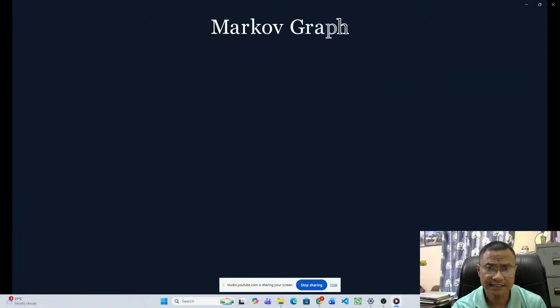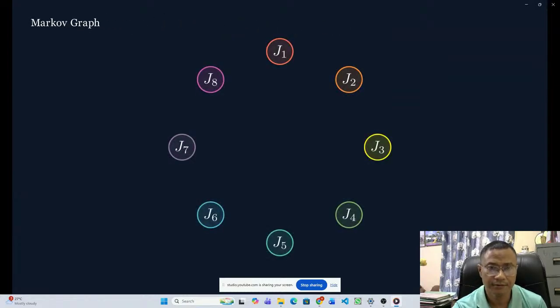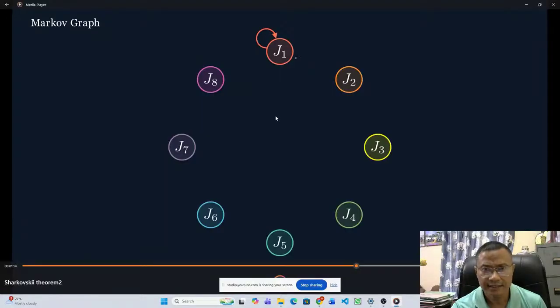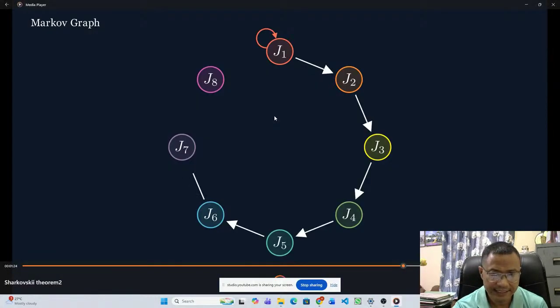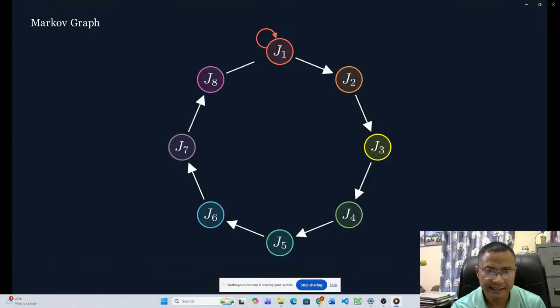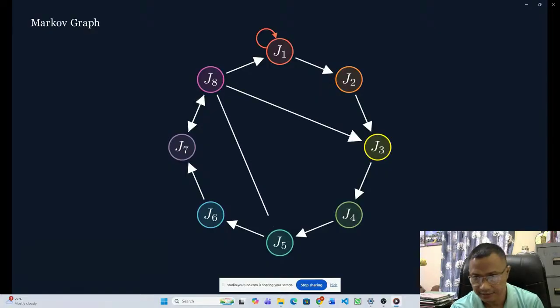So now let us see how to draw the Markov graph according to the orbit structure we have. There is a loop in J1, then there is an edge from J1 to J2, from J2 to J3, J3 to J4, J4 to J5, J6, J7, J8 to J8, then J8 to J1. Then again, there is an edge from J8 to J7, J8 to J3, J8 to J5.